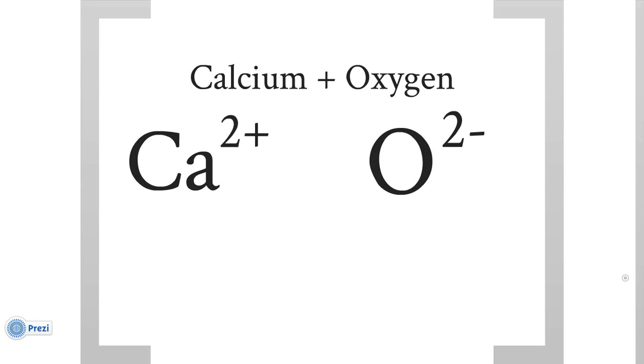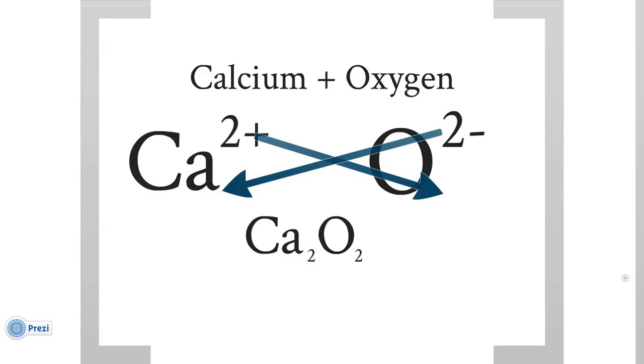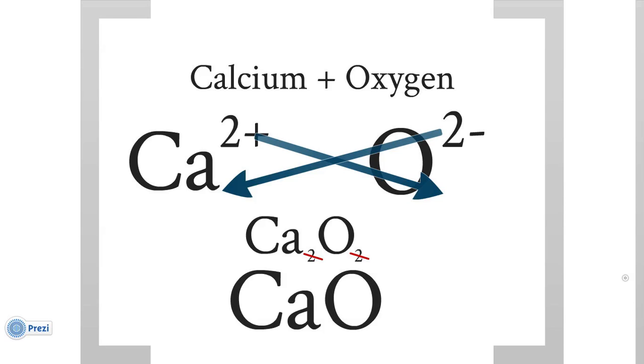Calcium and oxygen. Calcium with a charge of 2+, oxygen with a charge of 2-, and when they cross the charges, we get Ca2O2. Now, we want to reduce it to its lowest number ratio. So we cross out the 2's. The 2's cancel out since they're both 2's, and that just leaves us with CaO, calcium oxide.